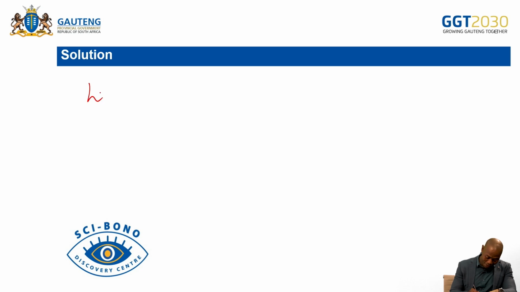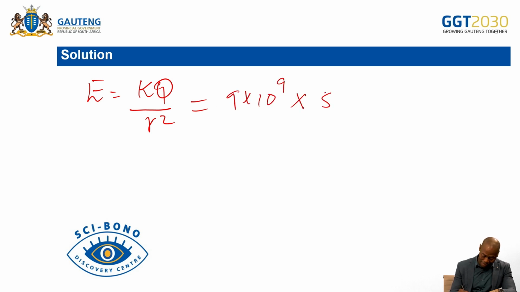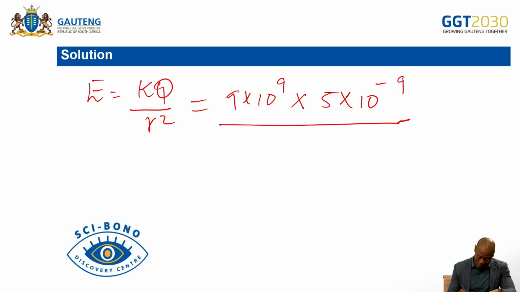We have E equals k Q over R squared. That is 9 times 10 to the power 9 times Q, which is 5 times 10 to the power negative 9, over R squared. What is our R? It is 0.3, but it should be 0.3 squared. Then you get your answer in what?